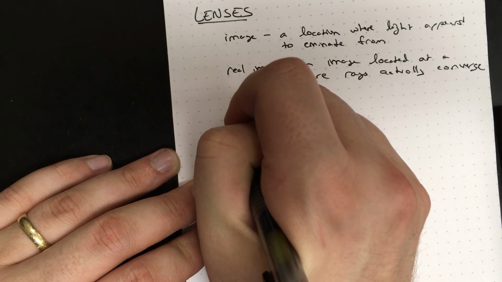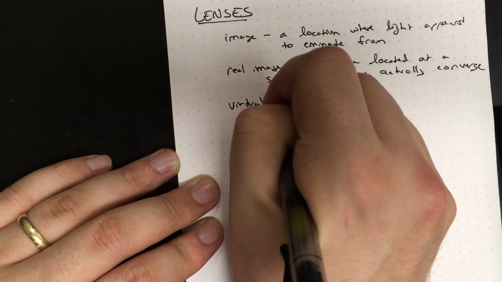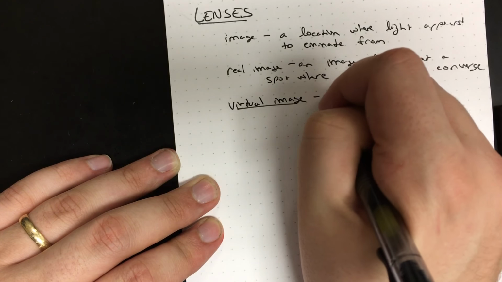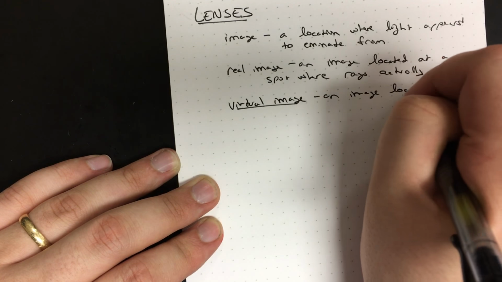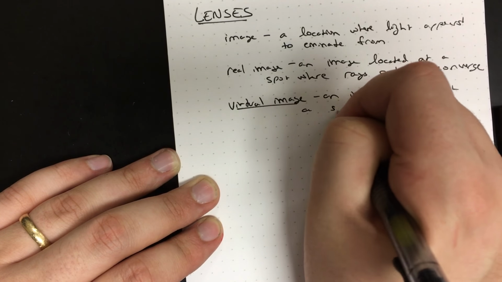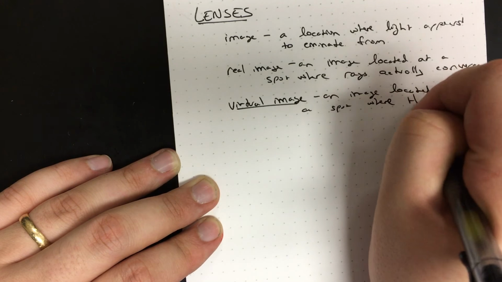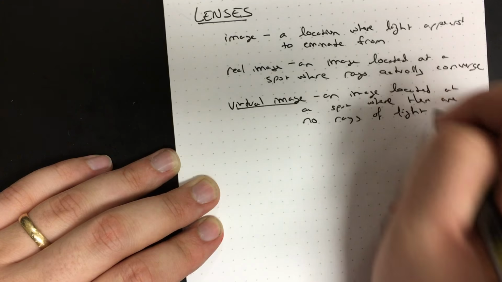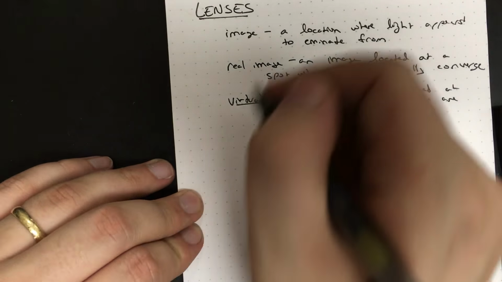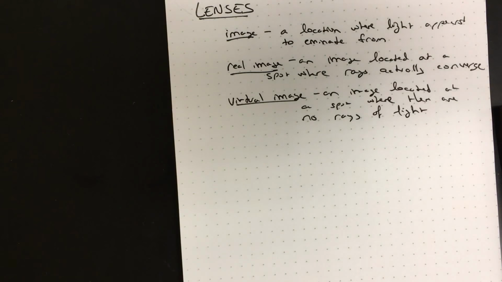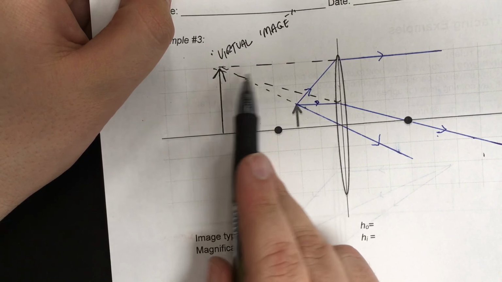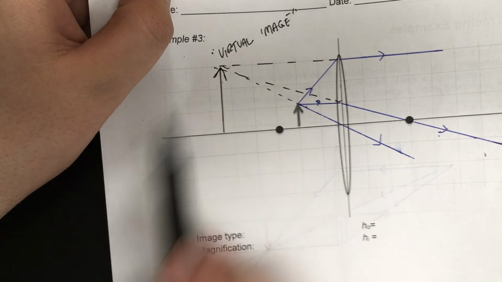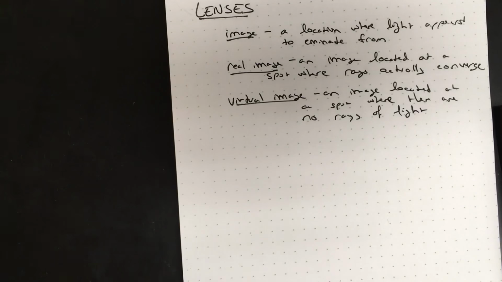And then we have a virtual image, which is an image located at a spot where there are no rays of light. So again, this is a virtual image because there's no rays of light here. That's where that appears to be. That's where the light appears to be coming from, but there's no light back there.